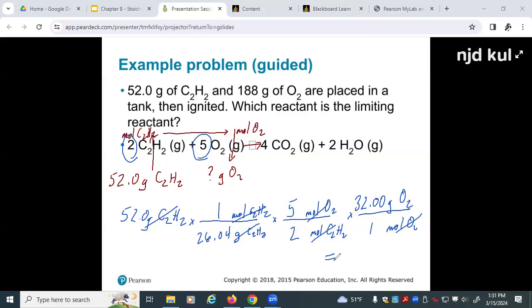Now I just need to do the calculation. 52 times 5 times 32 divided by 26.04, divided by 2, to 3 significant figures, because I only have 3 here from the start. 160 grams of oxygen.